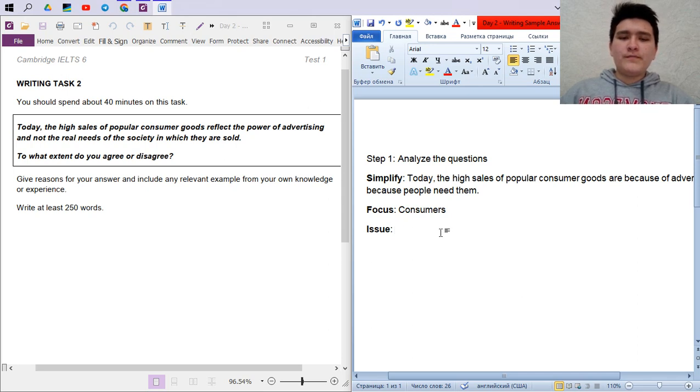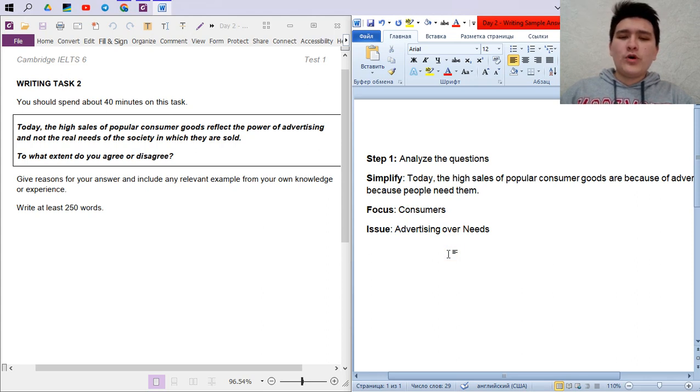So I don't really want to write that much in this planning part, but I just think about it. Everything that I'm saying out loud to you is something that goes through my head, something that happens in my head. So the issue is advertising versus needs. I think that pretty much sums it up. Or let's say advertising over needs.